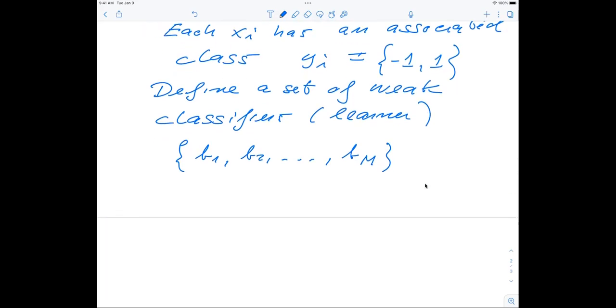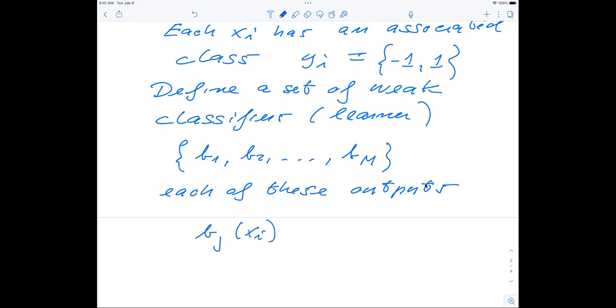And each of these outputs a B of J with an input x of I, which is now either -1 or +1. So either true, false, or -1, +1. Okay, any questions so far? So I'm just defining the way we are going to perform the iteration here.